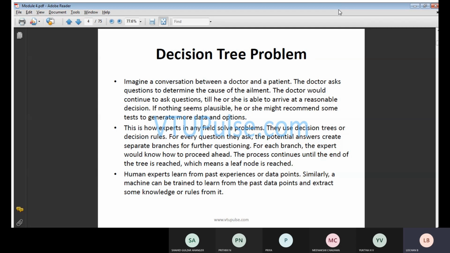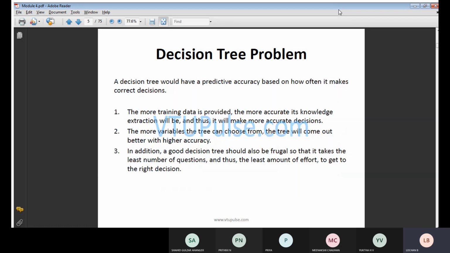A human expert learns from past experience with respect to the data. Similarly, the machine can be trained with respect to the past data, and we are going to extract the knowledge of the rules from it. So this is how we are going to make a prediction with respect to the accuracy.